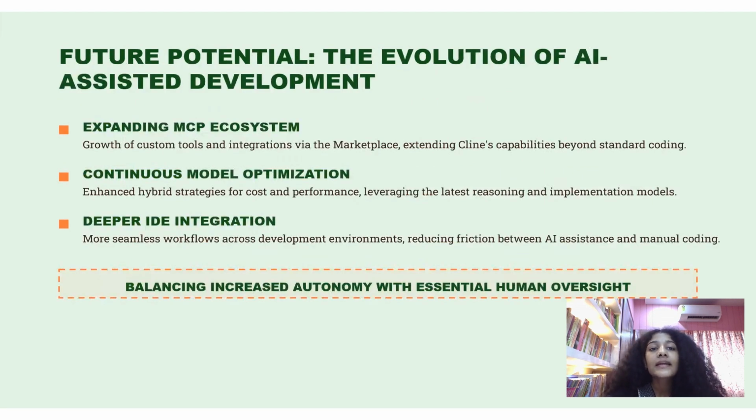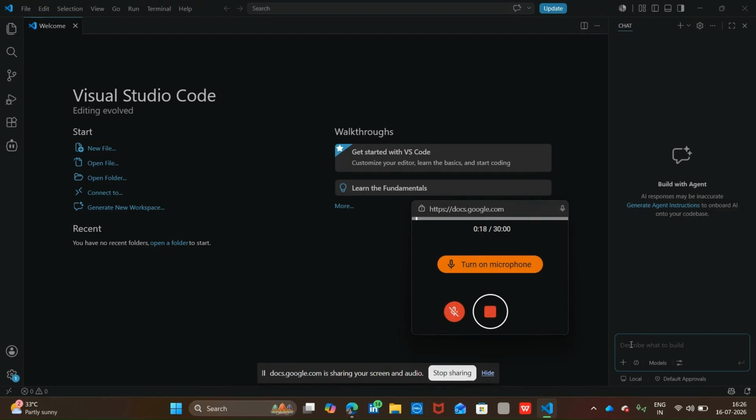In the future, Klein is going to get even better. More people are building extra tools for it that you can download, like an app store for your AI helper. It will become smarter at testing code and might even be able to handle whole projects on its own while you just watch. We are moving toward a time where coding will be more about having good ideas and less about typing every single line of code perfectly.